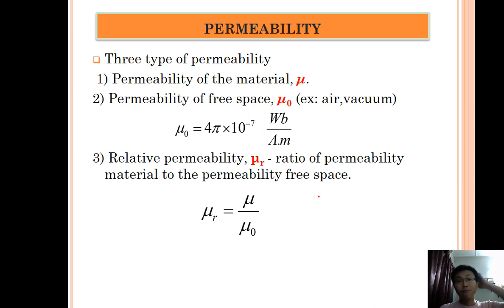And then we have three types of permeability. Permeability of a material, mu. Then we have permeability of free space or vacuum, which we call air or vacuum, mu naught, and its value is 4 pi times 10 to the power minus 7. Then we have relative permeability, mu r, the ratio of the permeability of the material to the permeability of free space, which is mu r equals mu divided by mu naught.